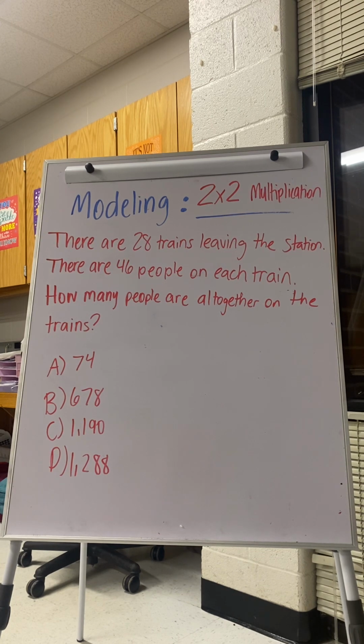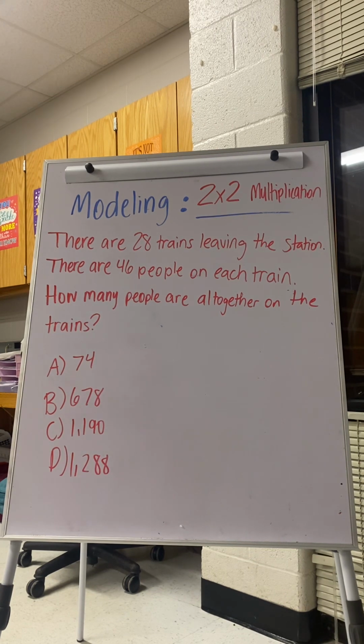All right, so now that you've done this on your own, we're gonna read it together and break it apart like we would if we're taking a test. These are test-taking strategies. There are 28 trains leaving the station. There are 46 people on each train. How many people are all together on the trains? So some of you may have picked up by now when I was pausing and really saying each word and enunciating, meaning that that's some important information.